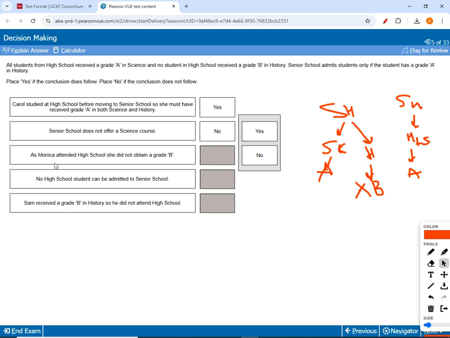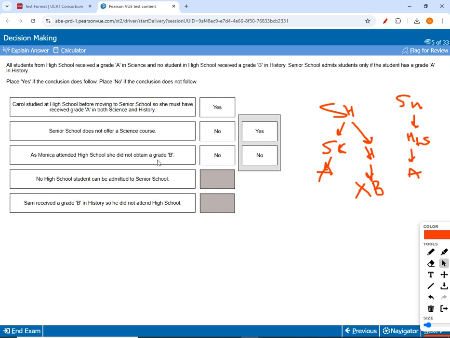Monica attended high school. She did not obtain grade B. Grade B in what? Lack of information. In science she got an A, but which subject are you talking about? Grade B is very generic. Lack of information, no. You see the theme going on.